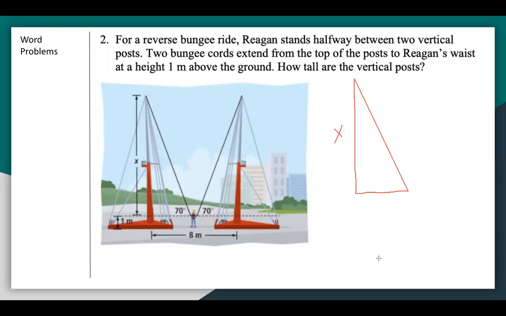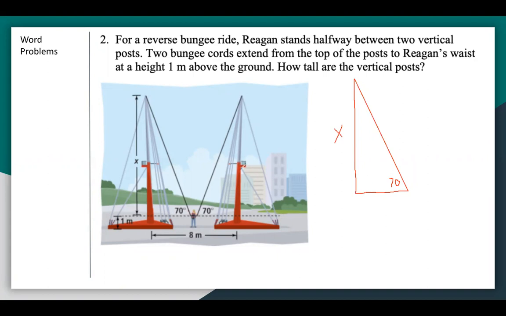Okay, and looking at this, if I were to redraw this, we know that this is 70 degrees. That's what was given to us in the picture. We know that this post is what we're trying to find. That was what we said was x, and we can see that in our picture right here. And so the problem becomes, what else do we know at this point?